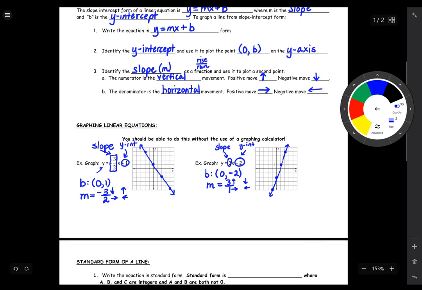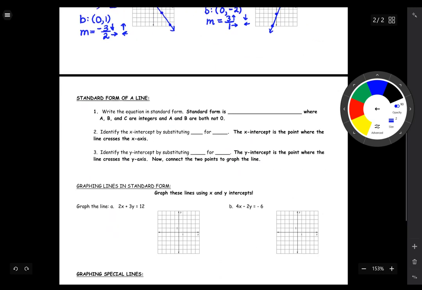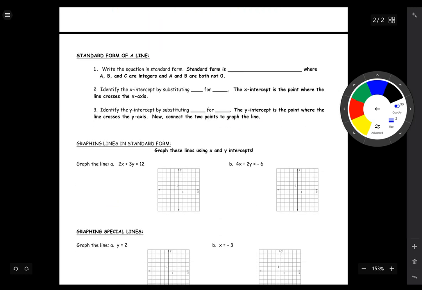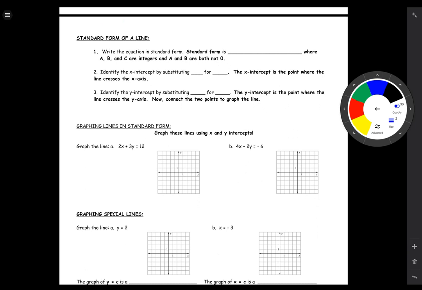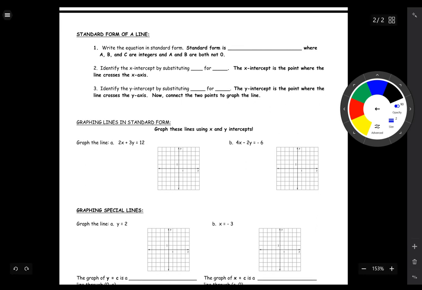If you go to the back of your notes, another form is the standard form of a line. It's useful in its own right. It's useful when the equation is not written in y equals mx plus b, and instead is written in standard form, which is capital A, little x, plus capital B, little y, equals C. Now, A, B, and C are integers, meaning they are not fractions, they are not decimals, they're positive or negative whole numbers. And A and B are both not 0. One of them could be 0, but not both.